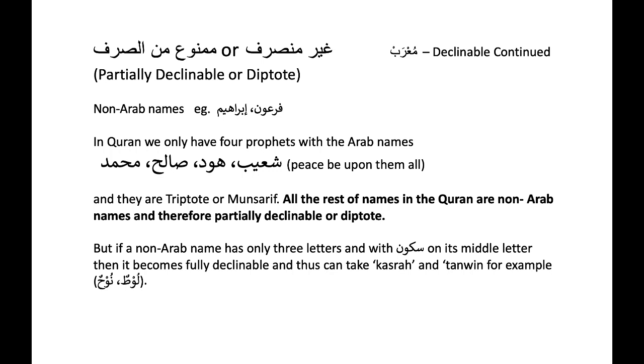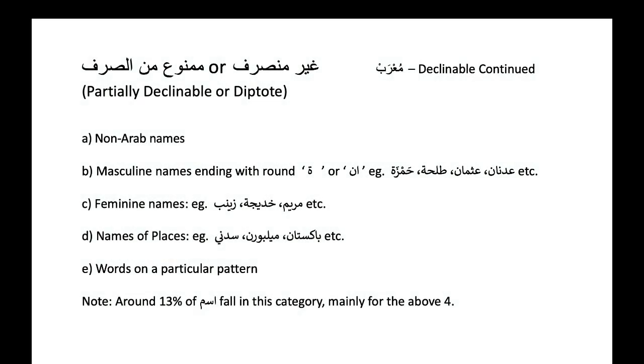But if a non-Arab name has only 3 letters and with sukun on its middle letter, then it becomes fully declinable and therefore can take kasra and tanween. For example, Lutun, Nuhun. From the ghayru munsarif or partially declinable list, we have covered non-Arab names. Let's look at the other 4 types in the list.